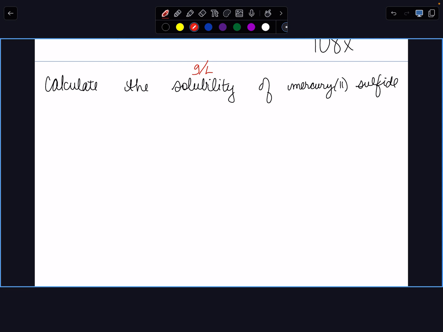Is that Ksp? No, that's one. The formula of the compound. HgS. We got to know that because mercury 2 sulfide is, is it Hg2S or HgS2? Well, it's just HgS. So now we can figure out the molar mass of it.